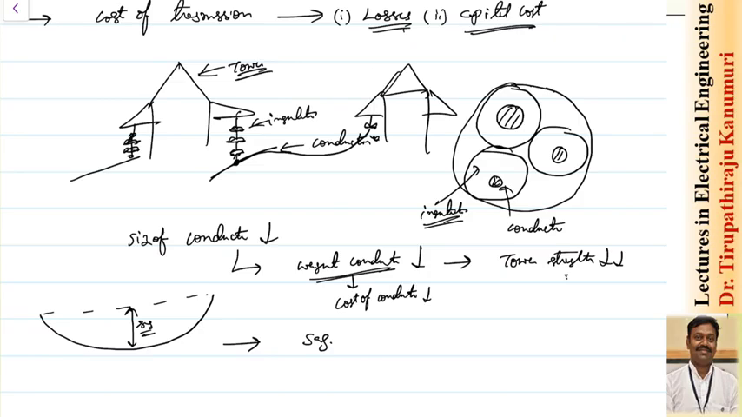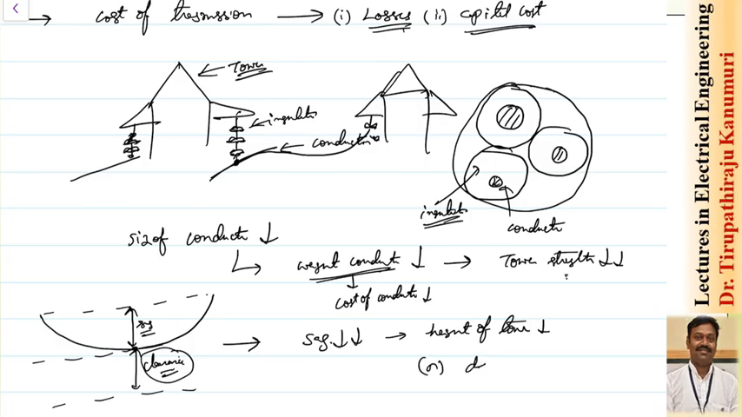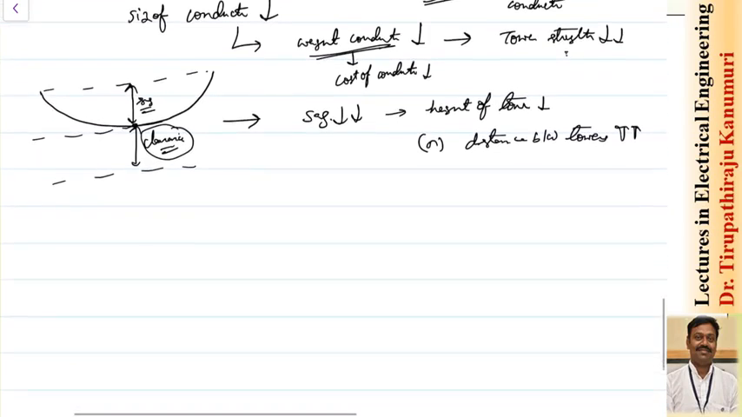So when the size of the conductor is decreased, automatically the sag decreases, because the amount of clearance required from the ground will mainly depend on what is the lowest point. From this point, this gives the clearance that is required from your ground. So as the sag is decreased, for a given clearance, automatically the height of the tower decreases. Or we can tell that the distance between the towers can be increased.